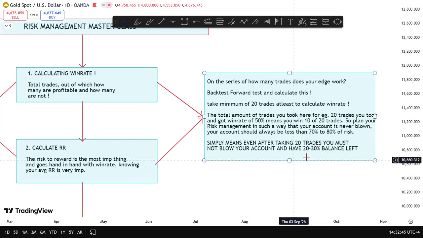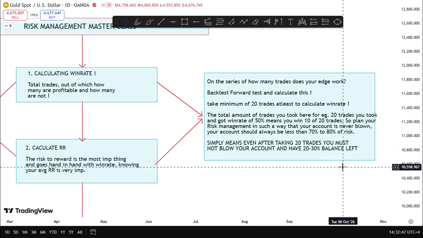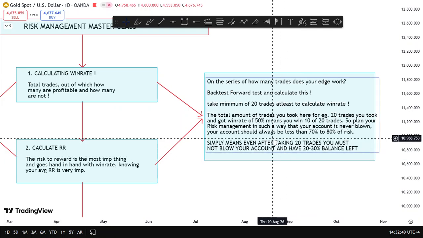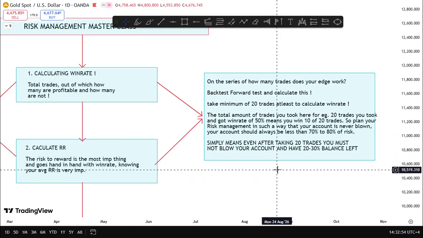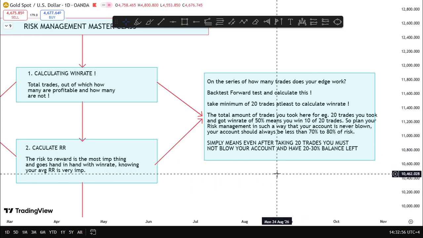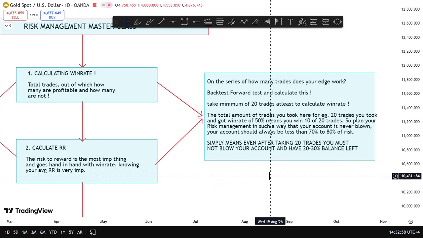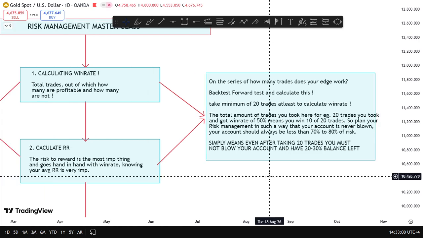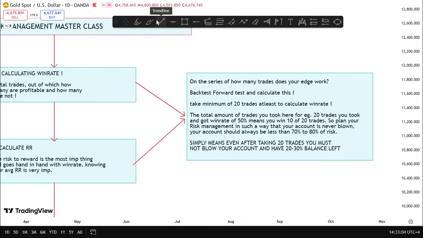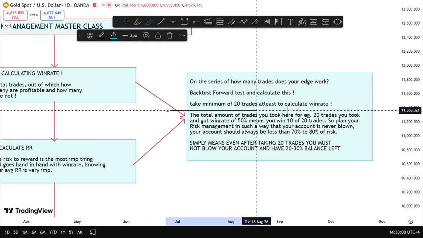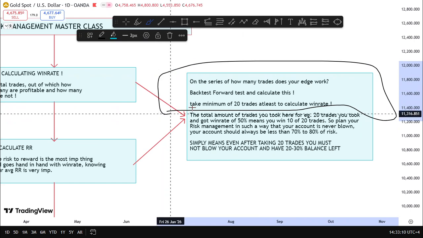That means that after taking 20 trades you will not blow your account, and even if all 20 trades go in loss, you know that your account will not be blown. You will still have some particular balance left in your account. That is what I mean. This comes after the testing part. These are two different phases over here. This is the testing phase. This you have to test.